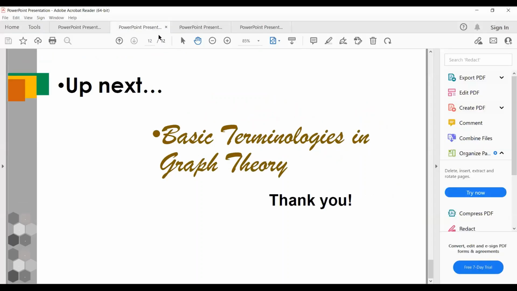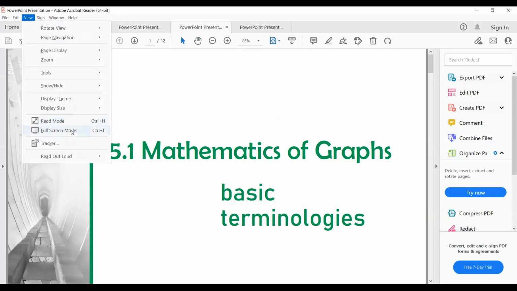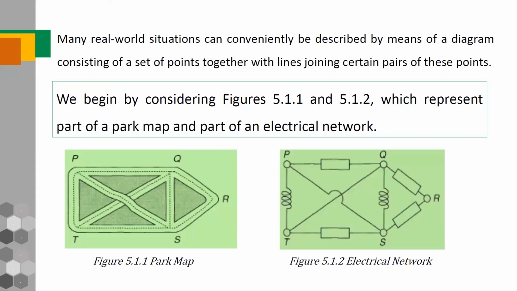Okay, so let's have the basic terms in graph theory. Basic terminologies in graph theory. At the end of the lesson, you should be able to represent real-life situations in diagrams called graphs, and define and illustrate the basic terminologies in graphs. Many real-world situations can conveniently be described by means of a diagram consisting of a set of points together with lines joining certain pairs of these points. We begin by considering this figure and this figure.